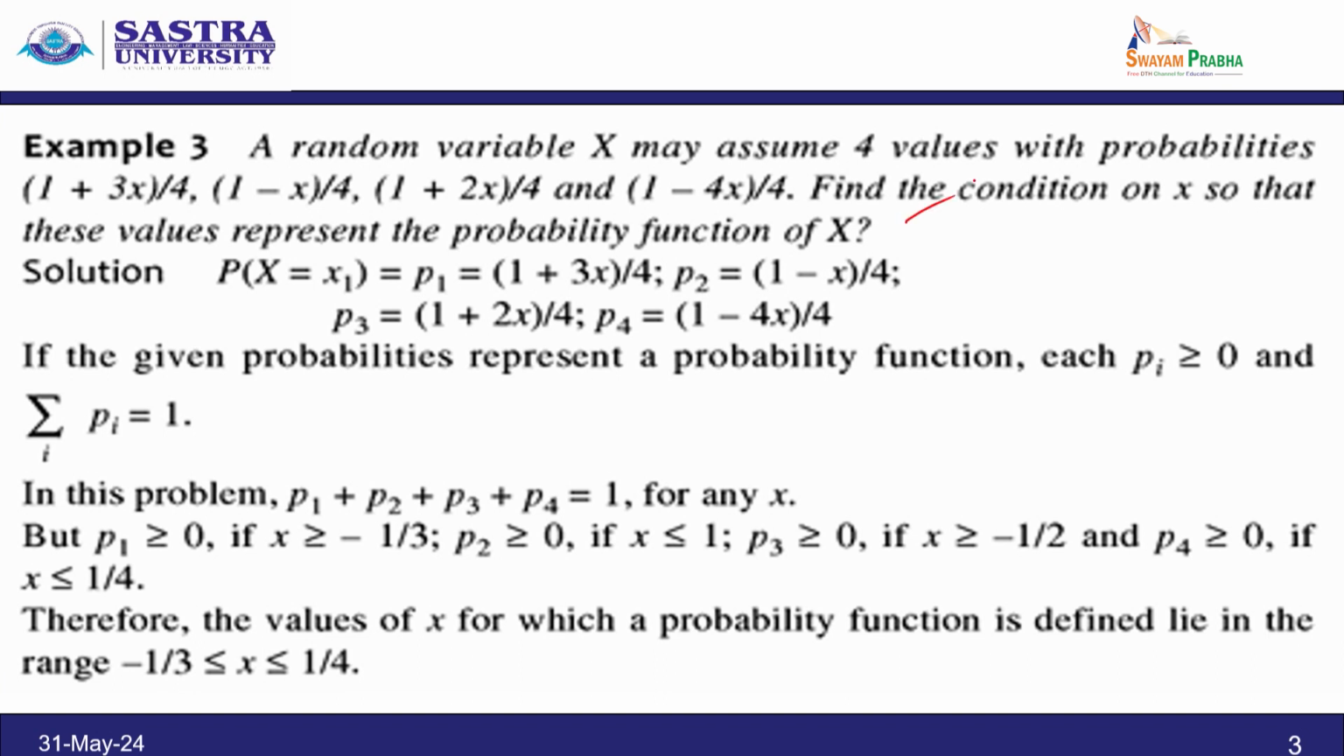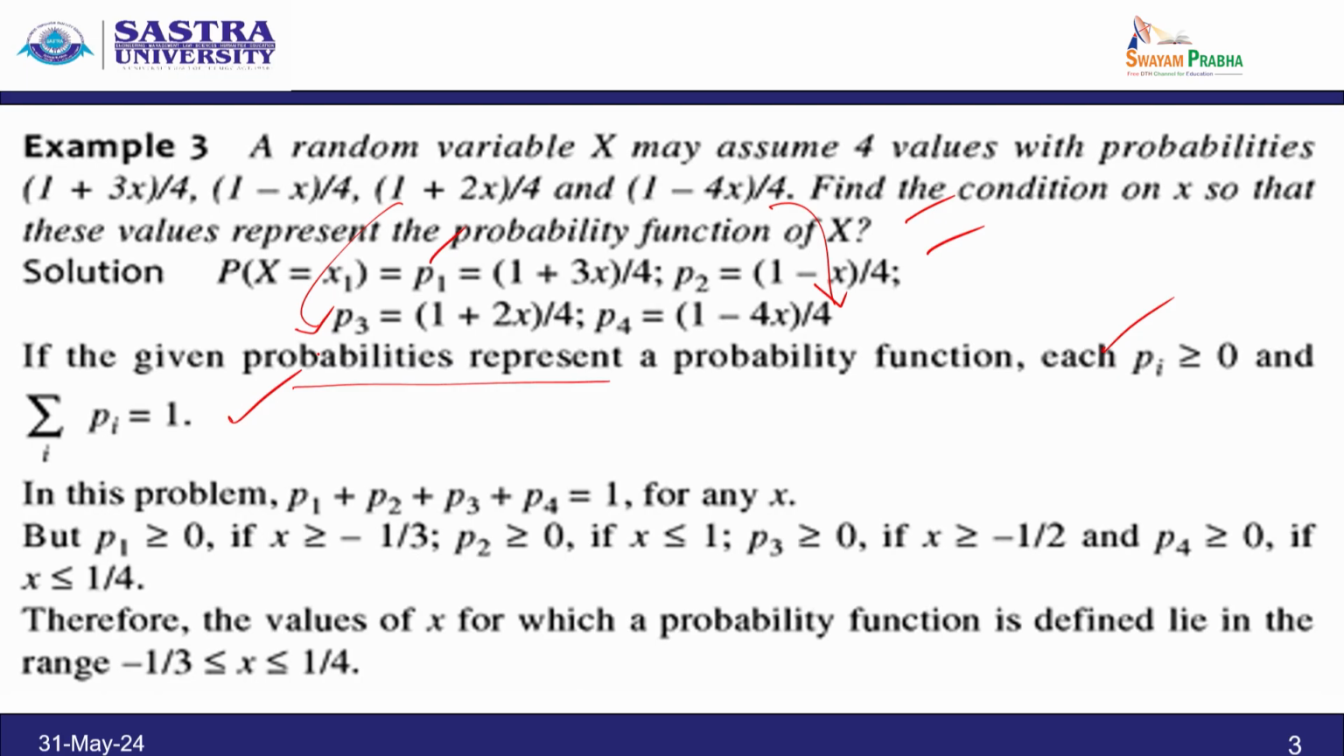Now, what you have to do? Probability of x equal to x1 is nothing but p1, which is equal to 1 plus 3x by 4, and p2 is 1 minus x by 4, and p3 is 1 plus 2x by 4, and p4 is 1 minus 4x by 4. So, the given probabilities represent the probability function if each pi is positive and the summation of pi equal to 1.